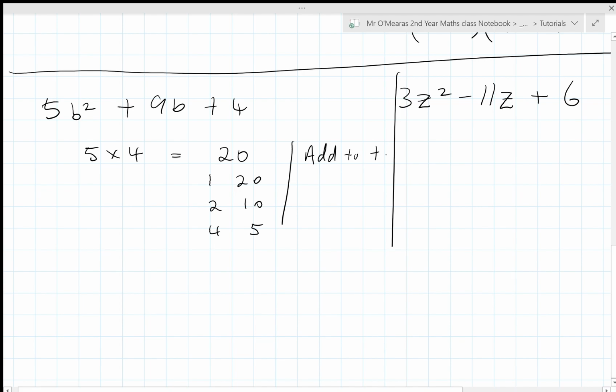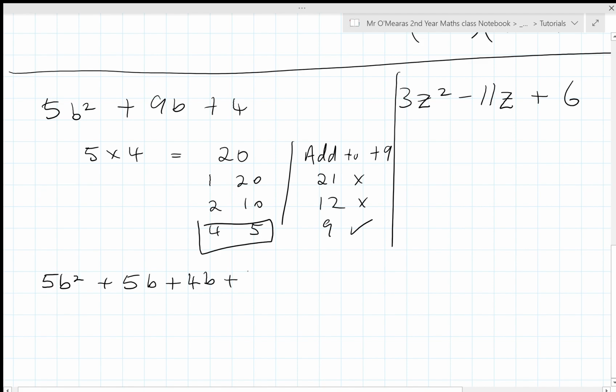It needs to add to plus 9. So this adds up to 21. This adds up to 12. This adds up to 9. Yes. So when you add them together, you get the number in the middle. Once we've found the correct factor pair, we rewrite our original expression, 5b squared, and without the 9b being in the middle, we break that up now, and we write out the 5b and the 4b.